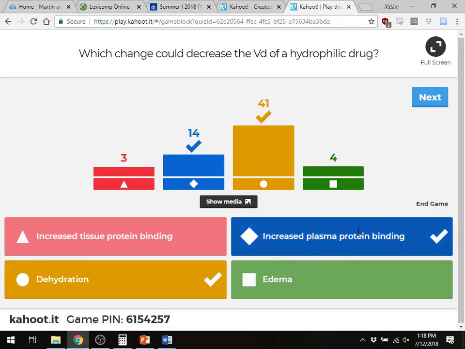Increased plasma protein binding in the blood. So again, that's going to be keeping it all there, so that makes sense. That would decrease the volume of distribution. And then dehydration, blood gets more concentrated. Again, that would also decrease the volume of distribution as well. Okay? All right.